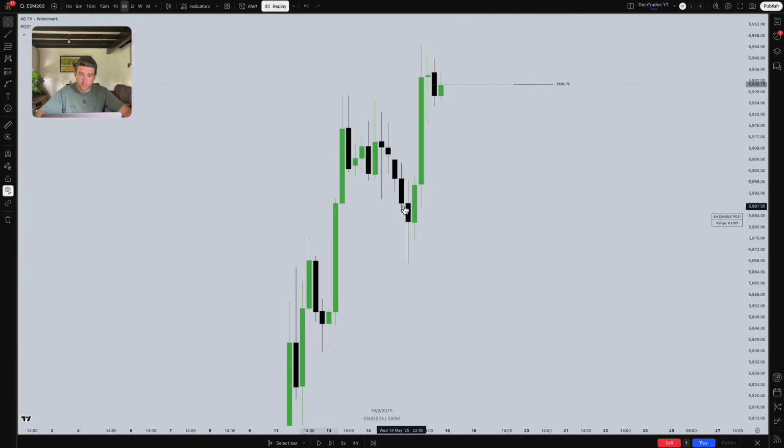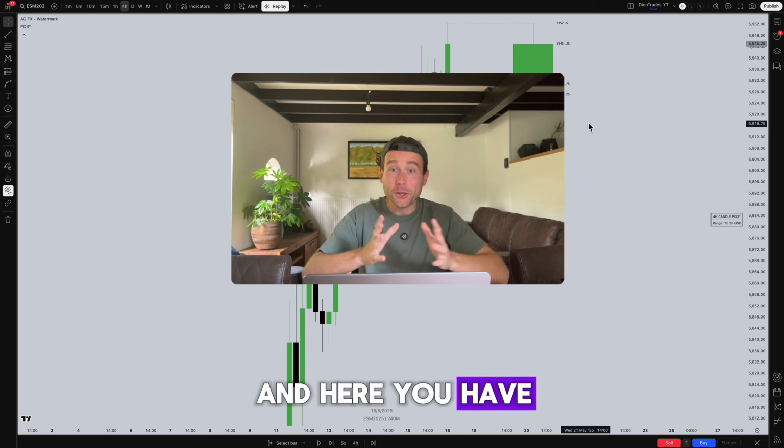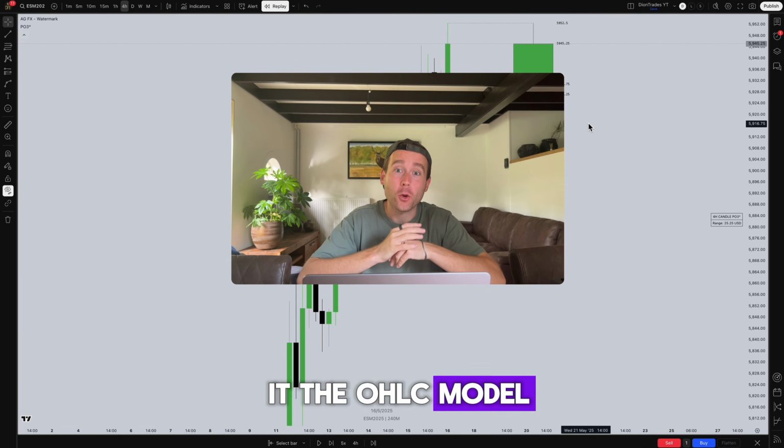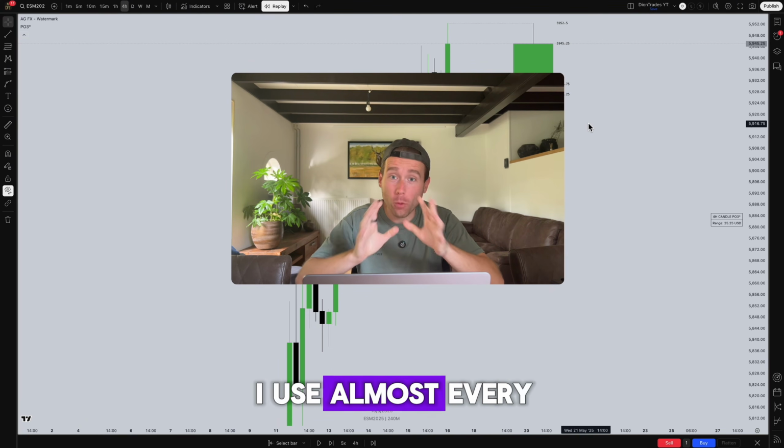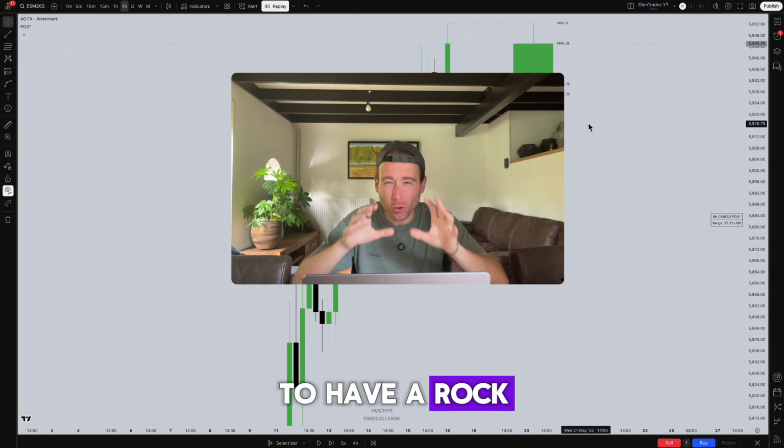And let's see, boom. 10 a.m. candle goes to the highs. Makes sense, right? Failure swings. 4-hour internal to external. And here you have it, the open, high, low, close model. This is the exact entry model I use almost every single day to have a rock solid daily bias.